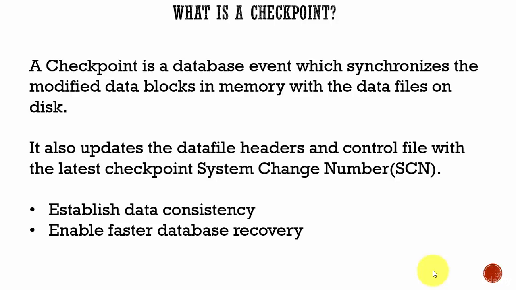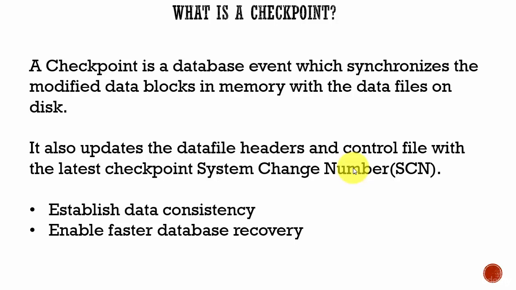When this checkpoint occurs, it also updates the data file headers and the control file with the latest checkpoint system change number, which is also called SCN. You can think of system change number like an Oracle clock which increments every time there is a commit. It's a sequential number which Oracle keeps incrementing for every commit.